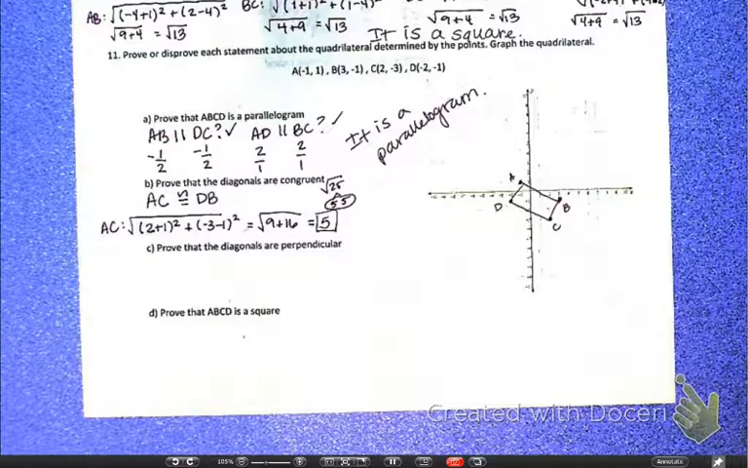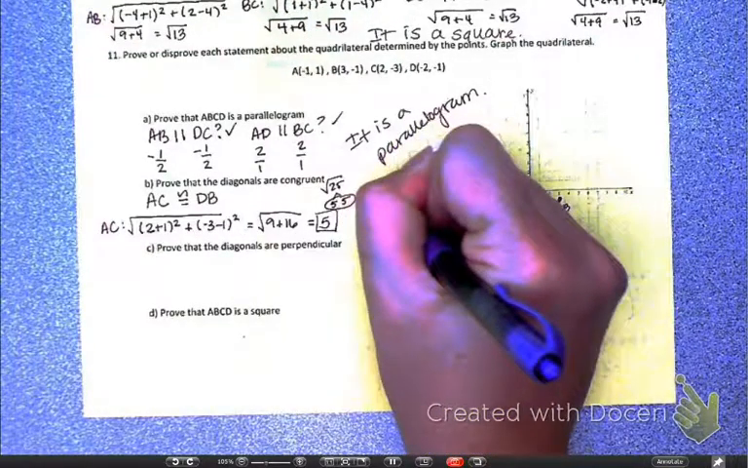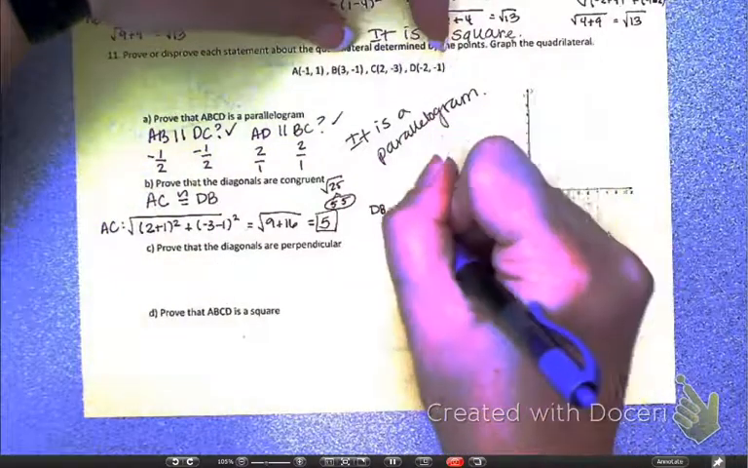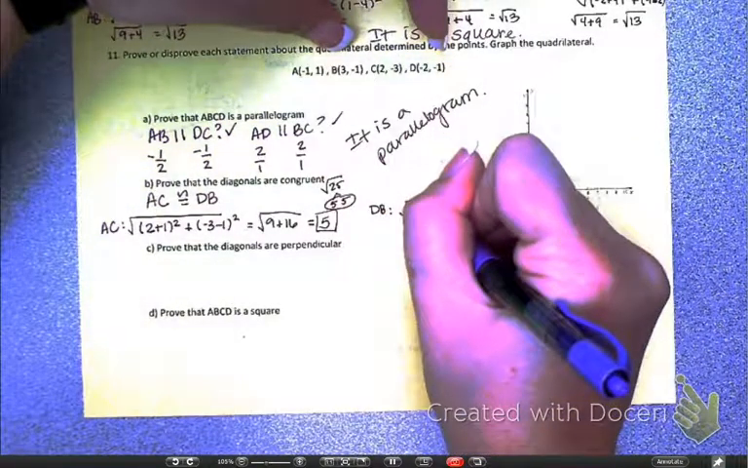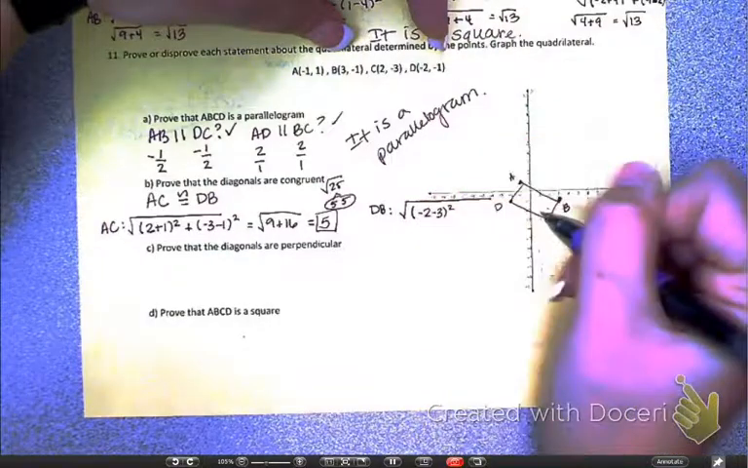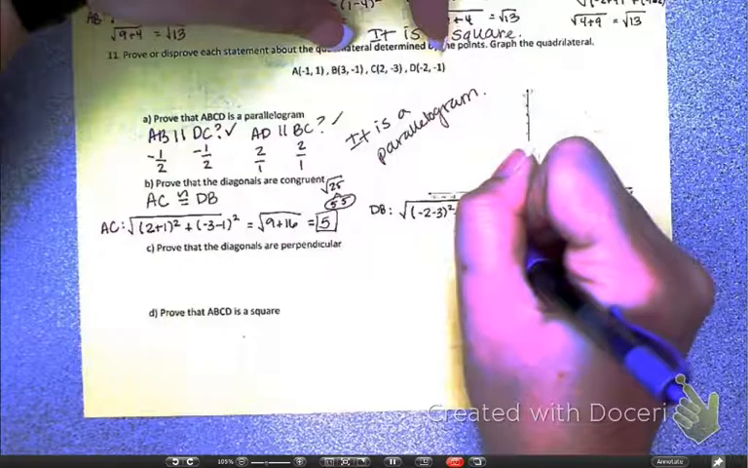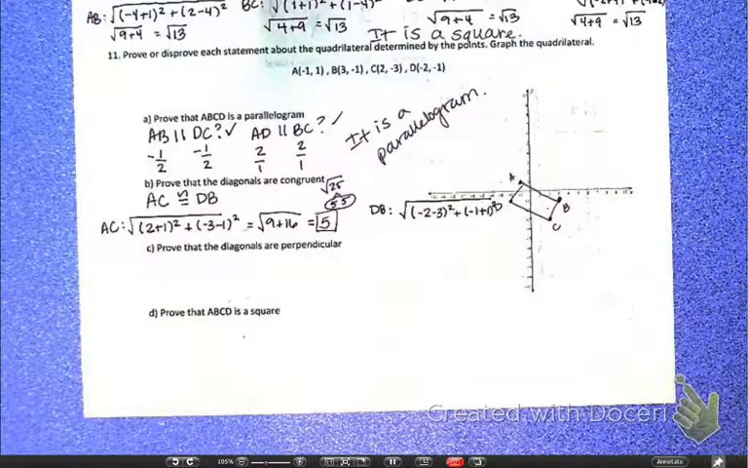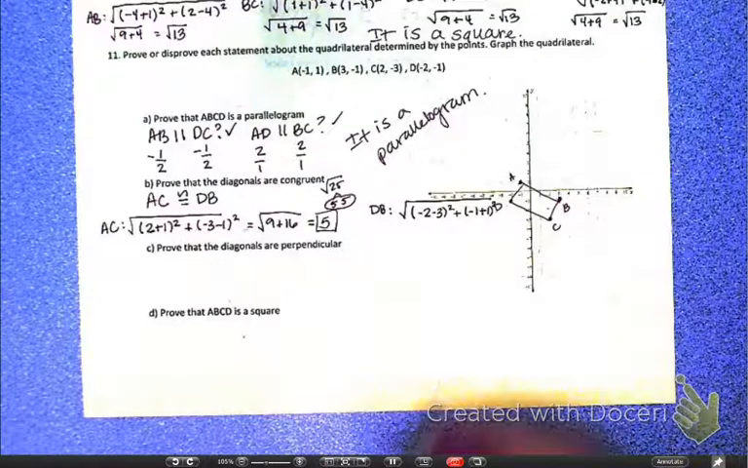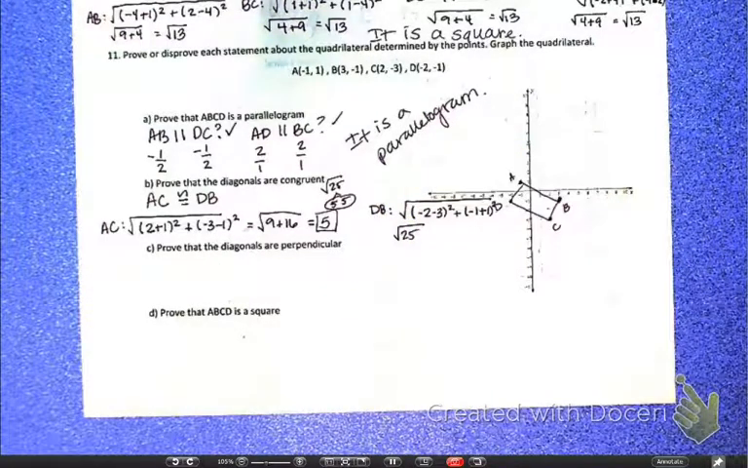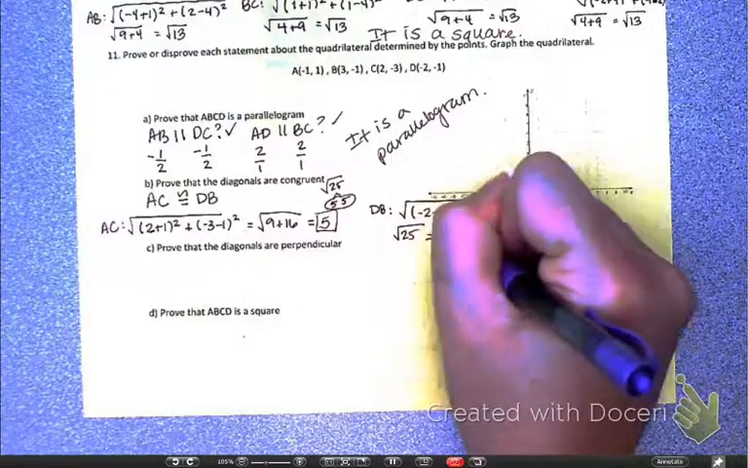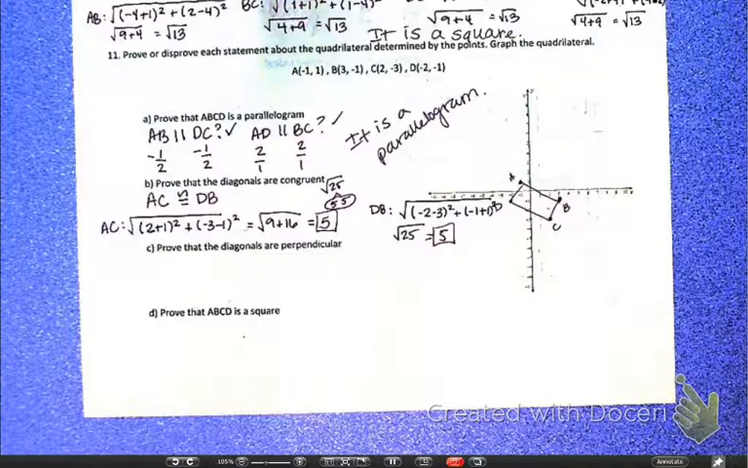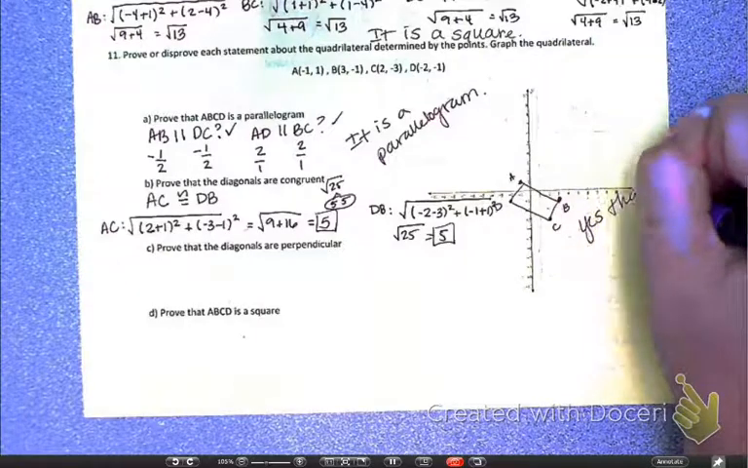And then we also need DB. Let's see. Negative 2 minus 3 squared plus negative 1 minus the negative 1, so plus 1 squared. Negative 2 minus 3 is negative 5. Negative 5 squared is 25. Negative 1 plus 1 is 0. 0 squared is 0. Are these two diagonals congruent? Yep. So yes, they are congruent.